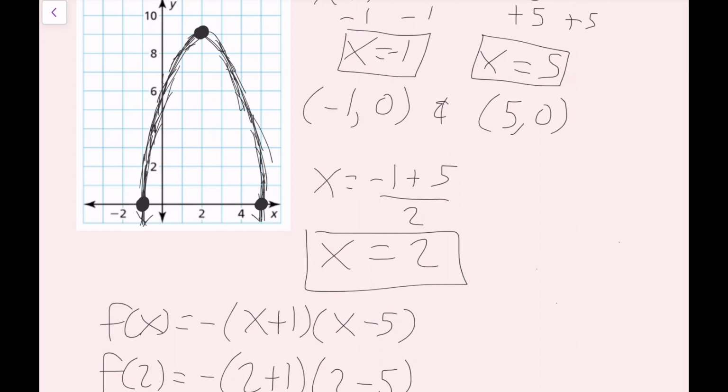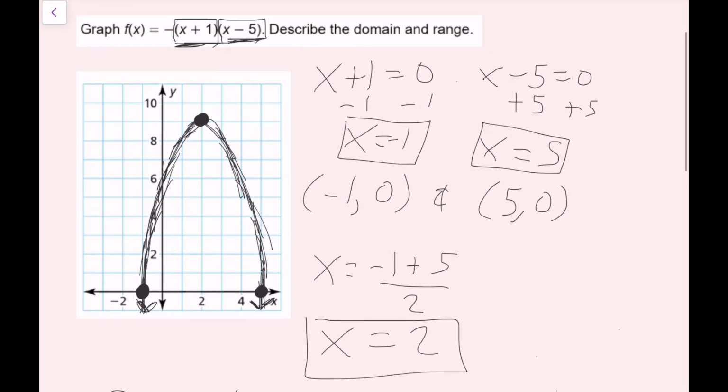And then we do our arrows at the end because this parabola goes on for infinity. All right, so this is our sketch of the parabola that represents the function f of x equals negative quantity x plus 1 times quantity x minus 5. Now we need to describe the domain and the range. I'm going to do that in this little box right here that I've just drawn.